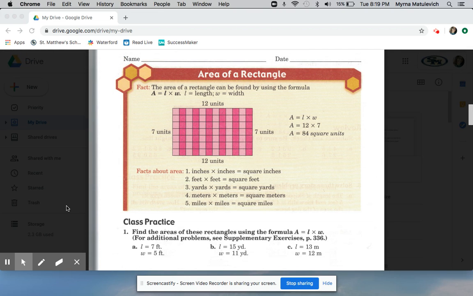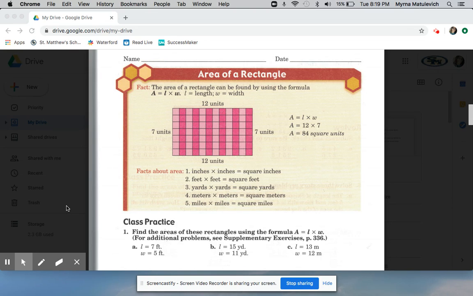Lesson 159, Area of a Rectangle. Remember that area is the measurement of the inside of a shape. The area of a rectangle can be found by dividing it into square units and counting the squares, or by using this formula. Area equals length times width.